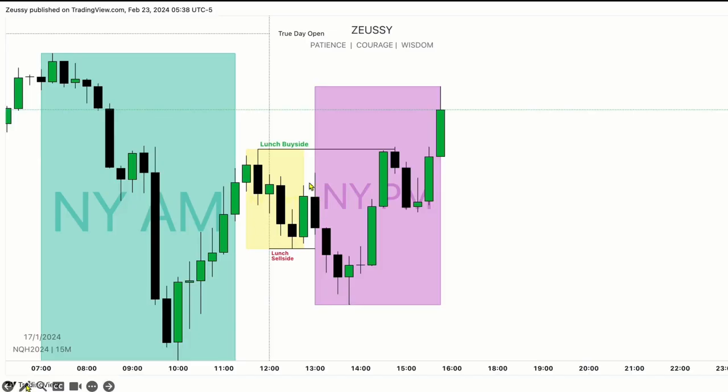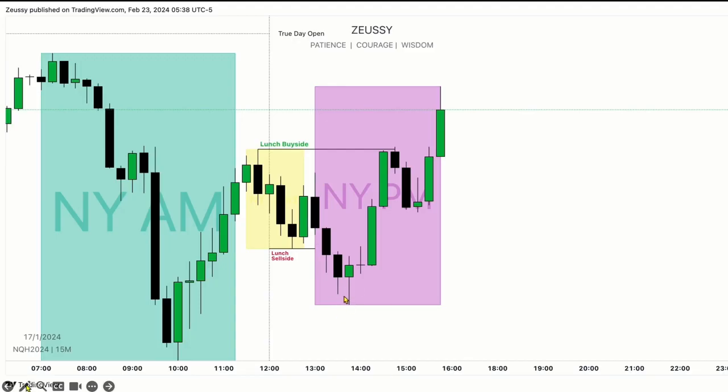What's the function of this expansion leg lower? This expansion leg traps retail shorters into believing that the lunch is going to fall, so what do they do? They chase it. They go short, short, short, short, short. What occurs? Market trades into a point of interest. Point of interest was already the lunch sell side liquidity right here, but more so a discount of the range from AM to lunch thus far. So from this low to this high.